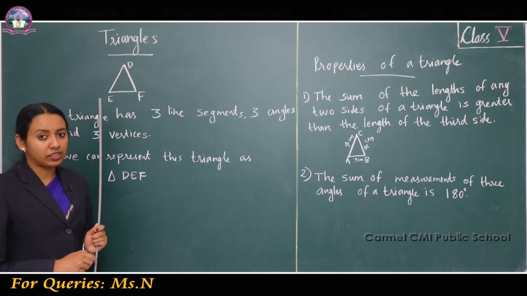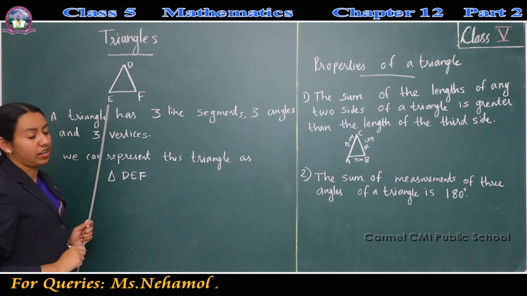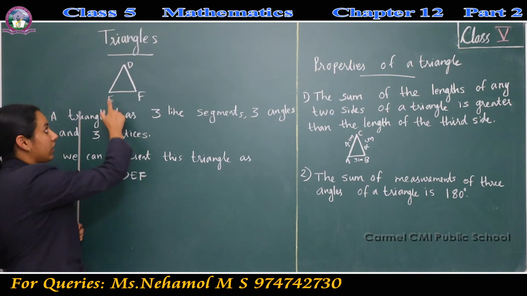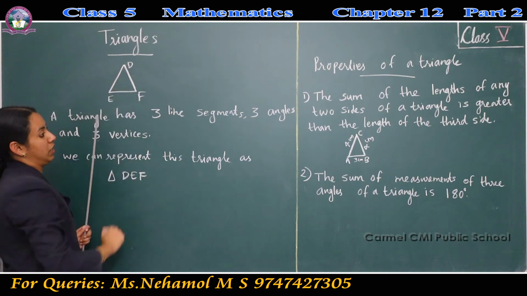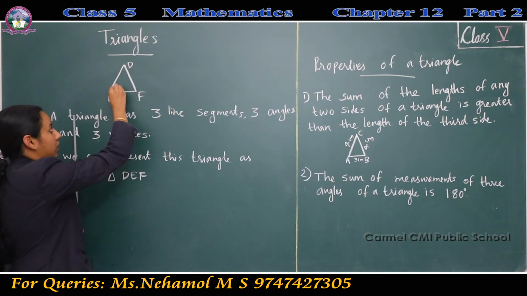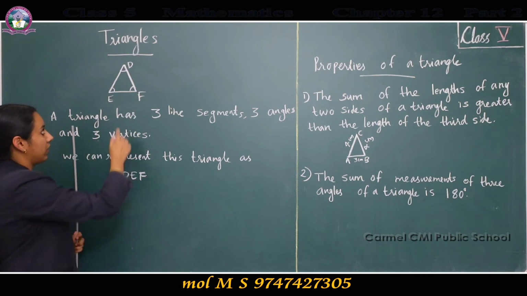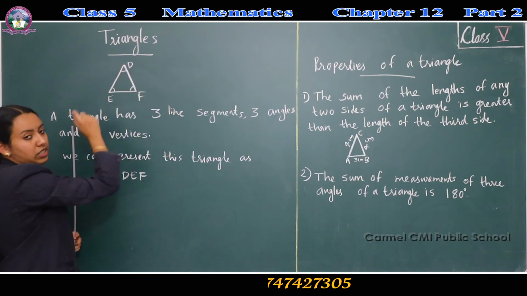Our next topic is triangles. What do you mean by a triangle? Yes, this is a triangle. A triangle has 3 line segments or 3 sides: 1, 2, 3. 3 angles: 1, 2, 3. And 3 vertices: 1, 2, 3.